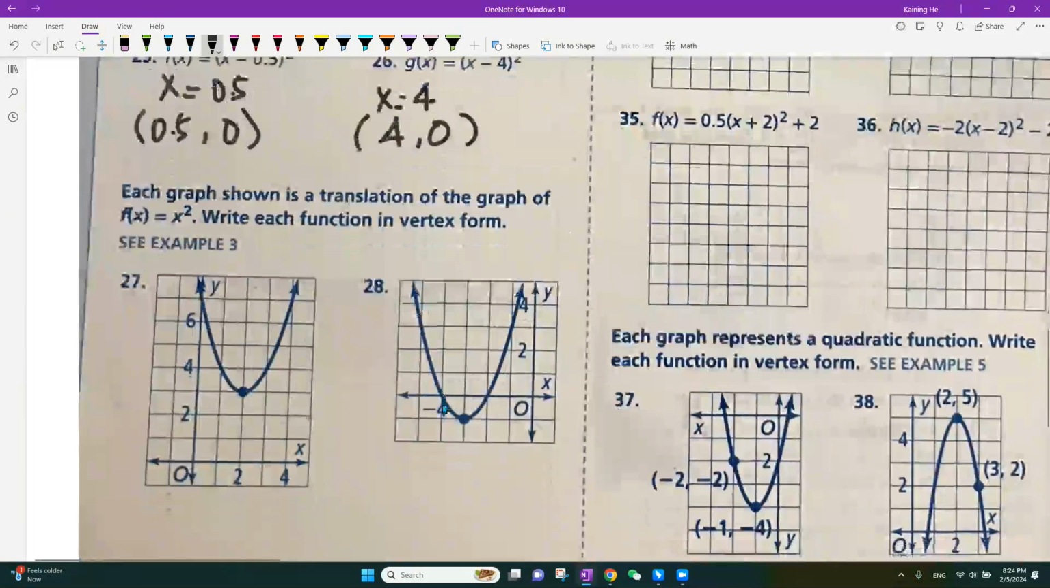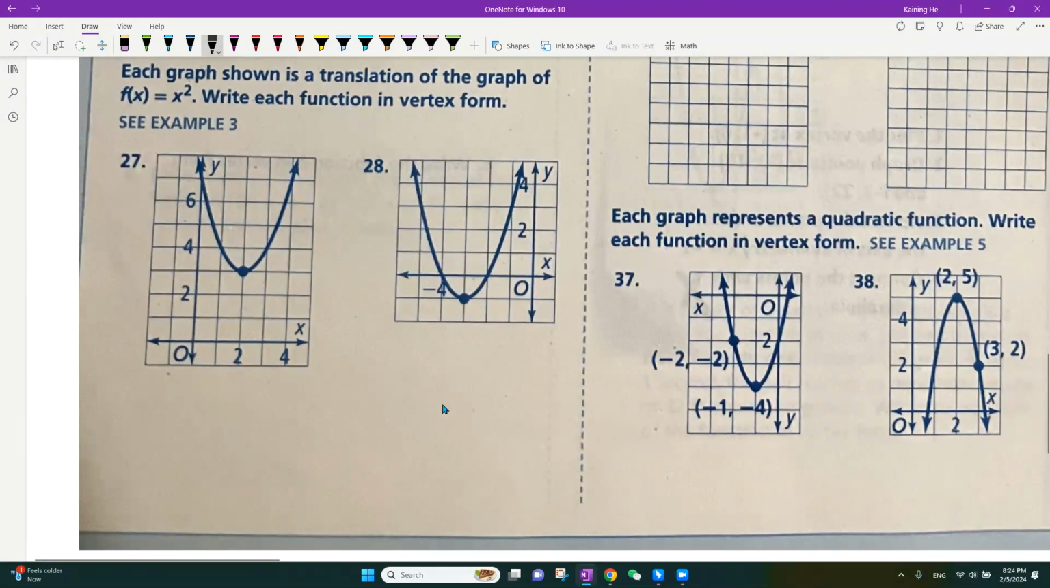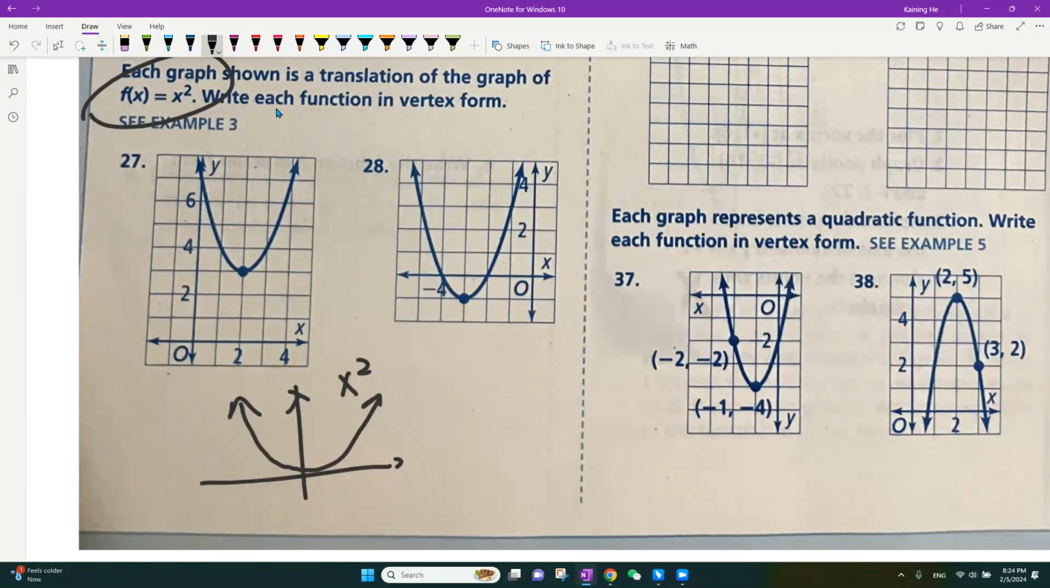Next one. Let's take a look at this one. It says each graph shown is a translation of the graph of f of x equals x squared. Again, this is our parent function. This is our standard, looking like this with a smiley face crossing the center. Okay, this is our standard x squared. Now it says, write each function in vertex form. Now, vertex form shouldn't be crazy because we have practiced it for almost 10 questions.